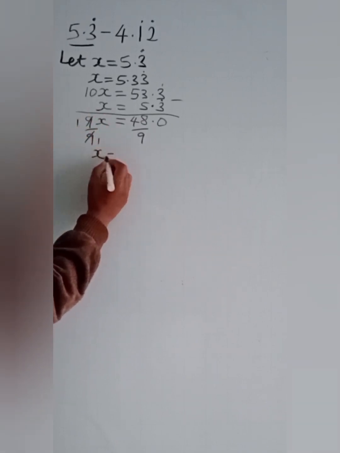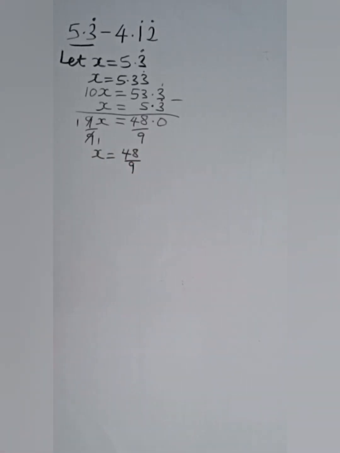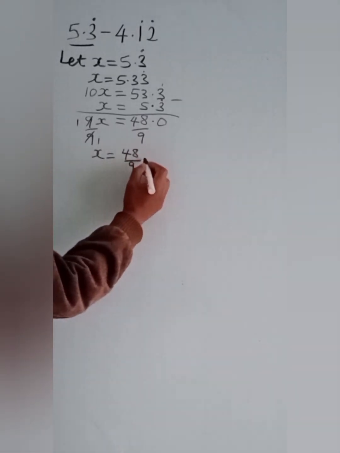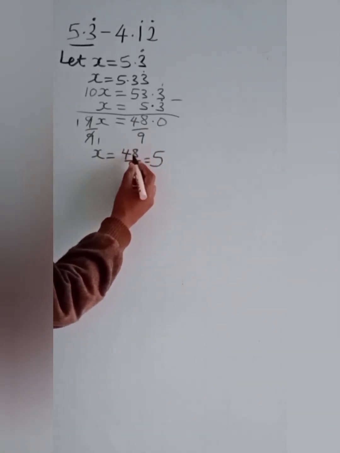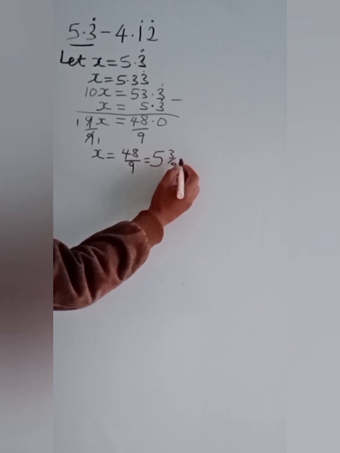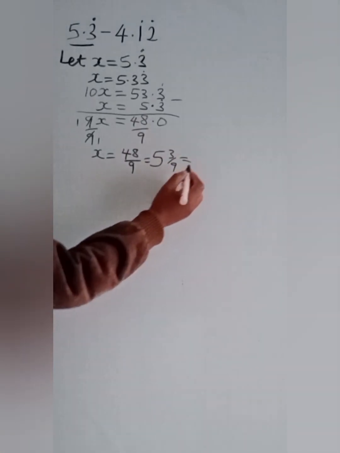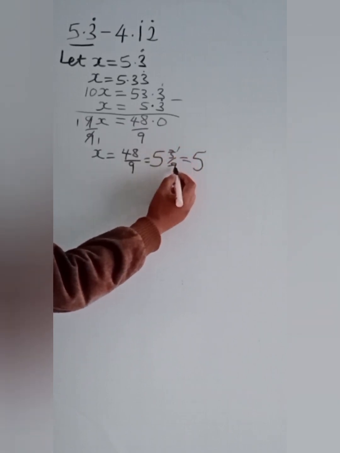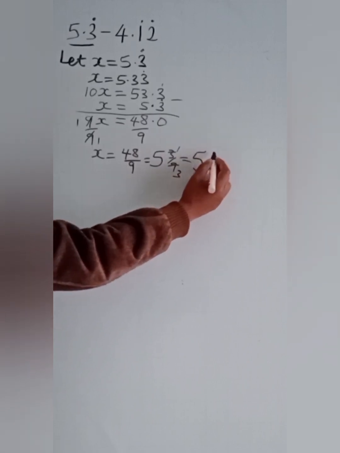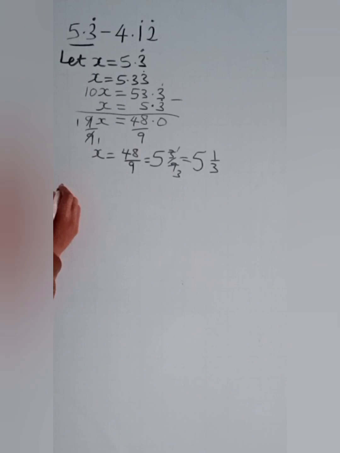We remain with x being equal to 48 over 9, which if we write in a mixed fraction form will be equal to 5 whole parts. That's 45. It remains 3, so we shall have 3 over 9. But remember, 3 over 9 is not in its simplest form. We can write that as 5 and 1 over 3. We come to the second one, which is 4.12 recurring.